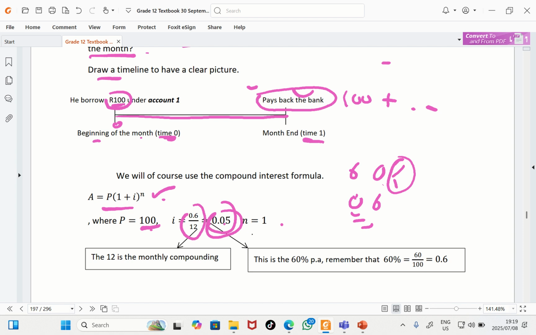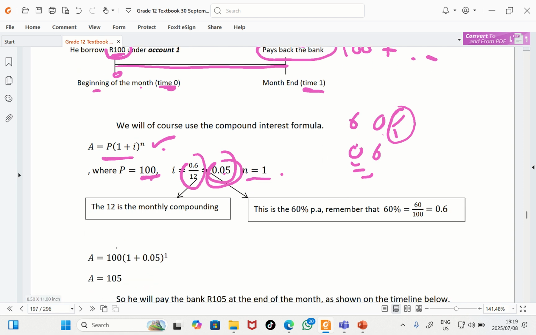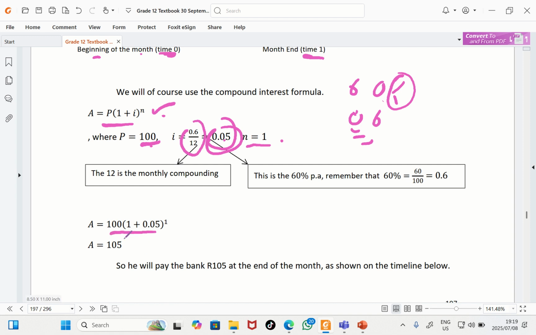So we just substituted n as 1, because that's the period with which the money grows. So it's 1 month. Here's the substitution: 100 times (1 plus 0.05), we get 105. This then means that at the end of the month, Tapelo will pay the bank 105 in total. That's basically 100 rands plus 5% to the bank. Does that make sense? Easy, right?